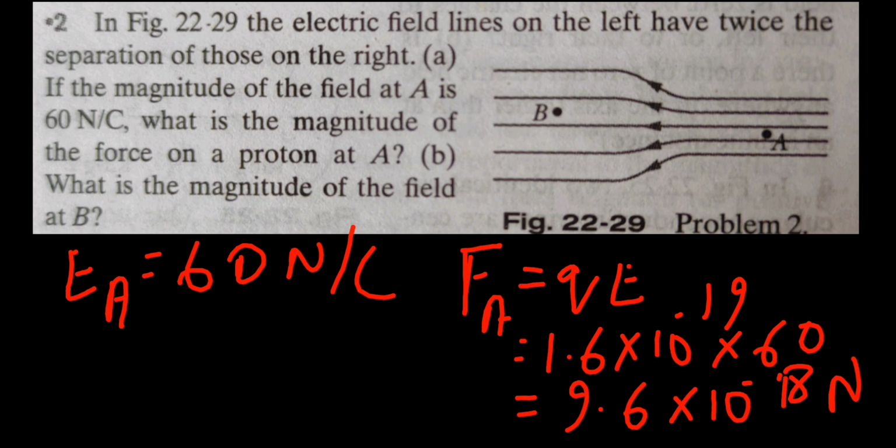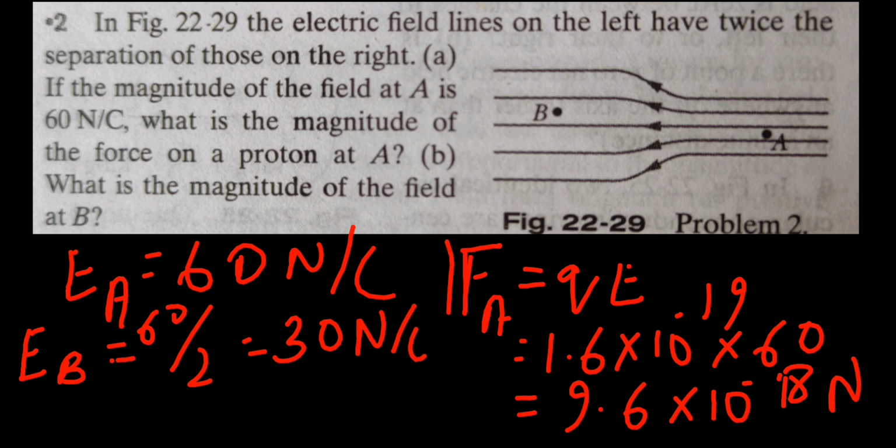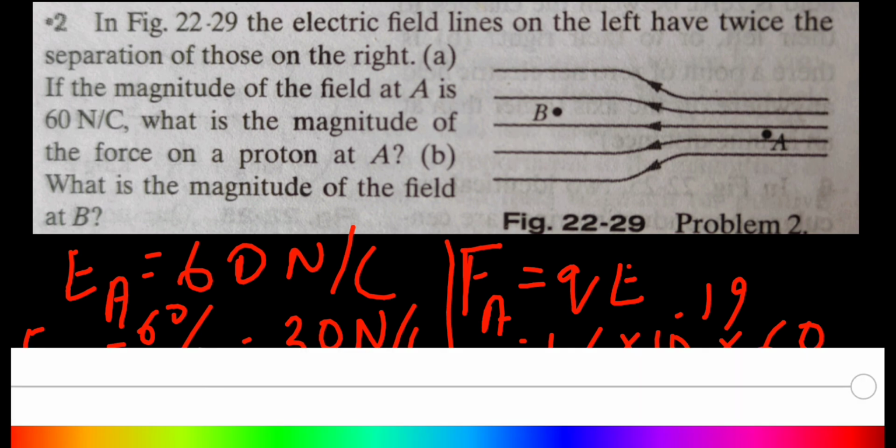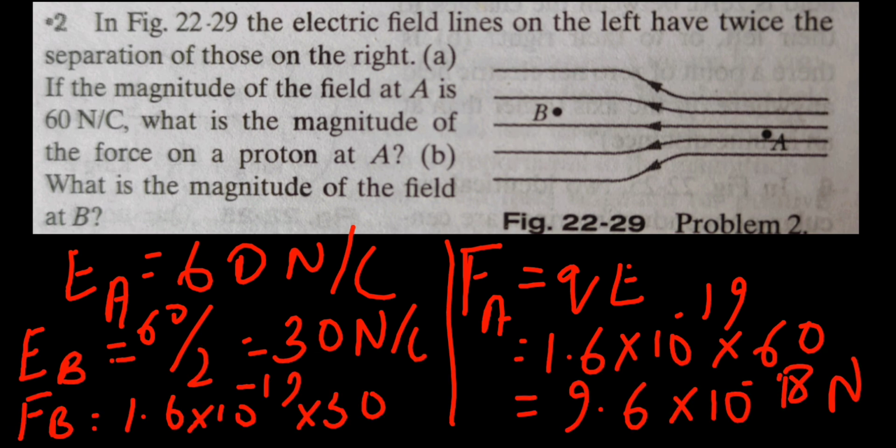But at B, what will the electric field be? It will be half, because the lines are rarer, they are away from each other. So electric field will be just half. It will be 60 upon 2, because the separation is twice as much as at A. And now force on a proton at B will be just 1.6 into 10 to the power minus 19 into 30, and after solving we will eventually get 4.8 into 10 raised to the power minus 18 Newton. Okay, we have lack of space, I hope we manage. I'll change the color here.